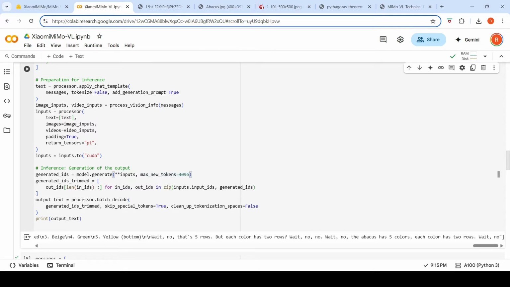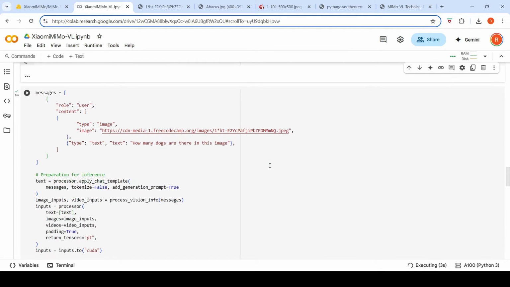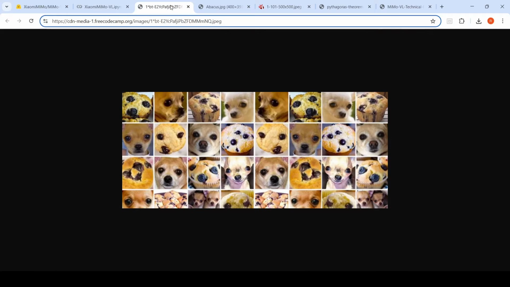Let me run this. In the meanwhile, we can look at some other outputs, some other images. Then I gave it this particular challenging image of muffins and Chihuahua dogs. This is a tough image for AI previously, but current day visual language models are able to do it very well.